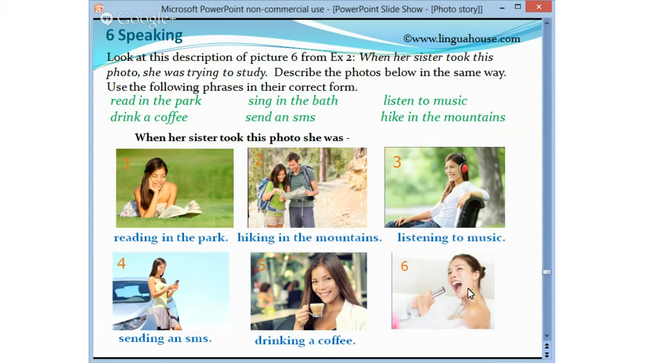Okay, she was trying. Right, so you changed it to "she was trying," but you could do it directly. So she was doing what? She was singing in the bath. Good, she was singing in the bath. Good. The bath, okay. Yeah, she was actually in the bathtub. She's got bubbles all over her.